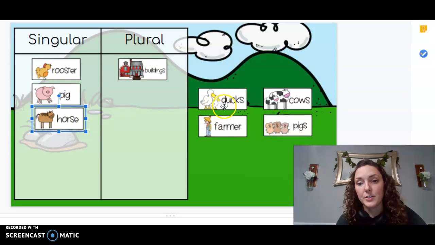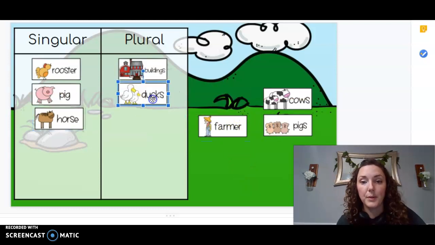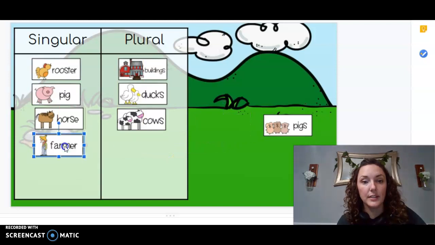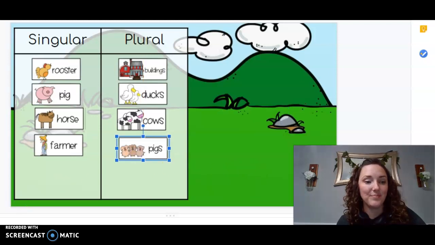The next picture is a picture of ducks. Oh, there's that hint there with the S at the end. That means it's more than one. It'll be plural. I see another one that says cows. Cows. That means more than one cow, right? That would be plural. Next one is farmer. Farmer is just one farmer, so he goes over here in the singular column. The last one is pigs, and I see an S at the end. That means it's more than one, and plural means more than one.